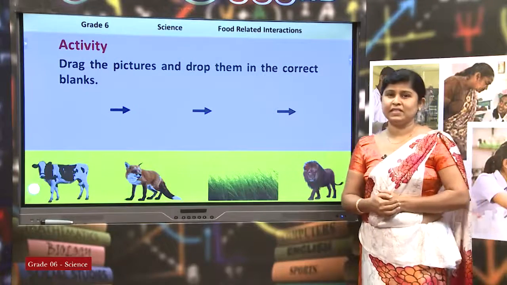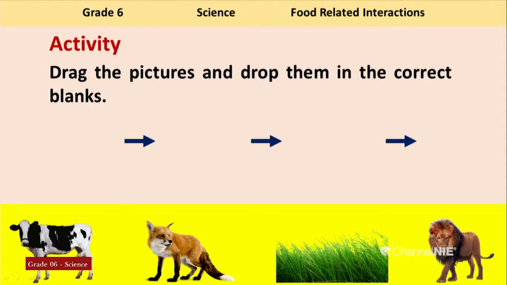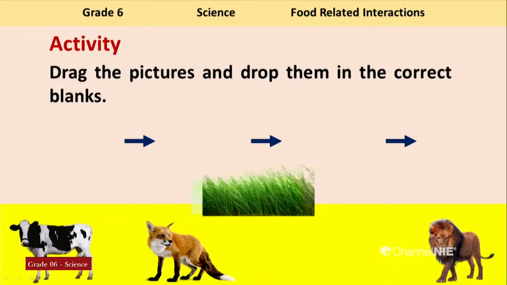Once again, I have got a simple activity. Drag the pictures and drop them in the correct blanks. I have given you 4 pictures there. You can identify the pictures given here. First picture is a cow, second one is a fox, third one grass or plant material, and the last one is the lion. Now, what I have got to do is put the pictures in the correct position. Okay, let us do the activity. Will you help me? Okay.